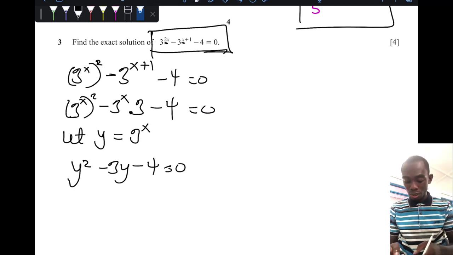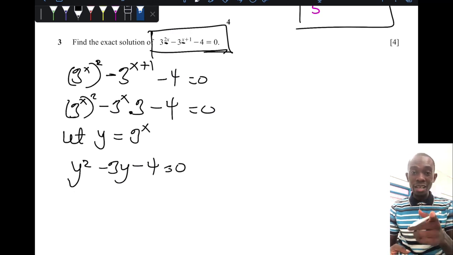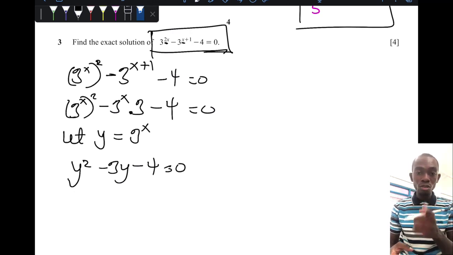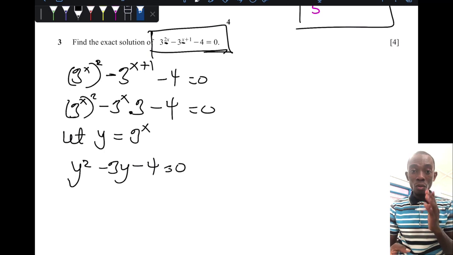I'm just going to use the calculator to solve it. You should be able to solve it. And in the exam, you are supposed to solve this. Don't use a calculator to do that. They will award marks for that.